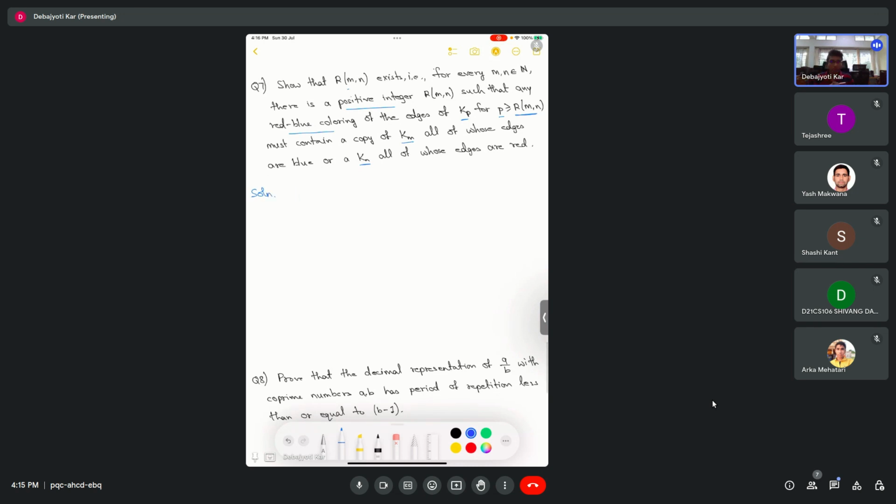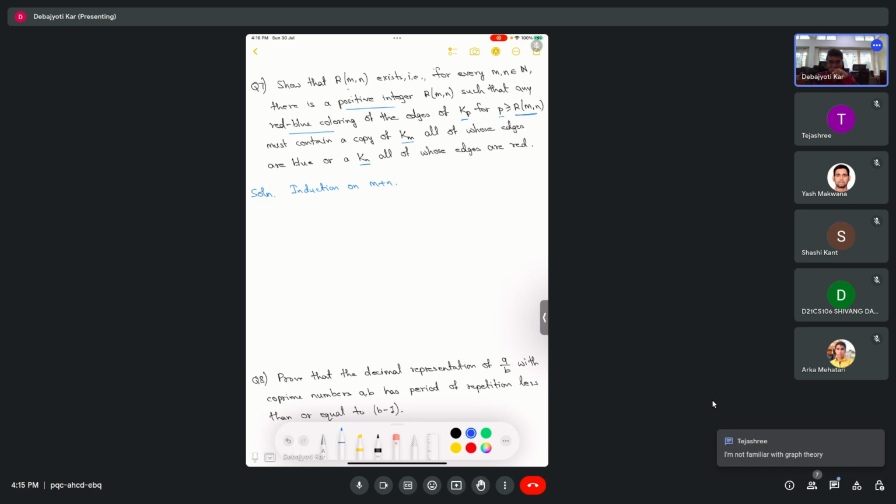Okay, so we are going to prove this by induction. So we are going to do induction on M plus N. Okay, so now M and N both are natural numbers.